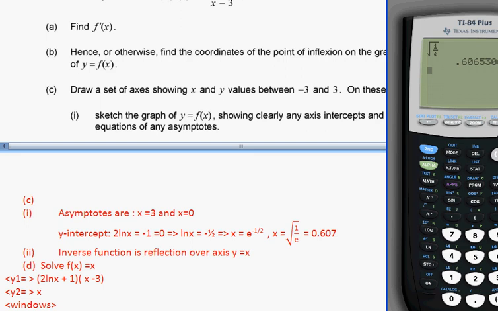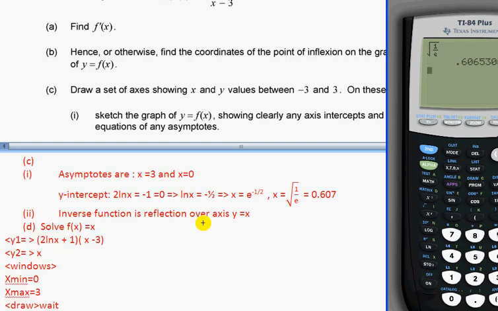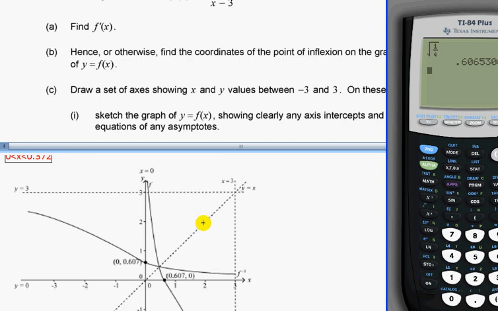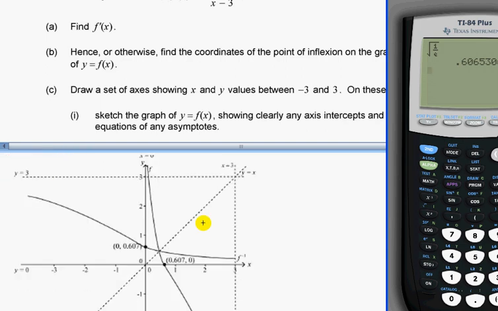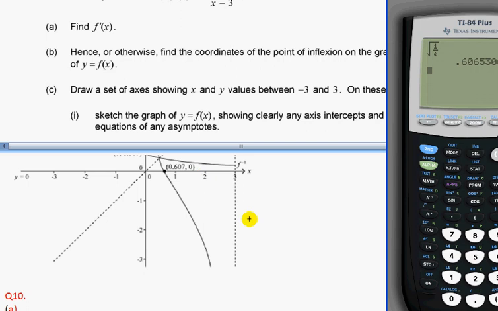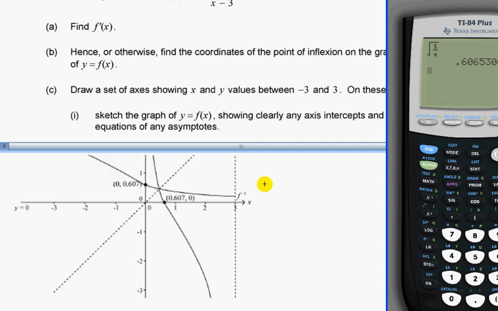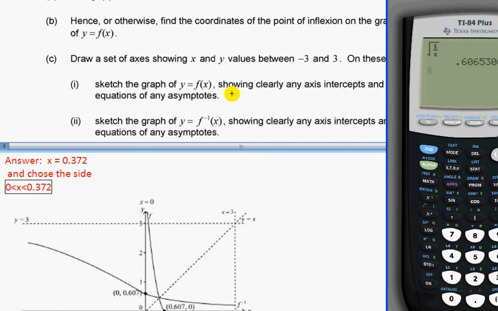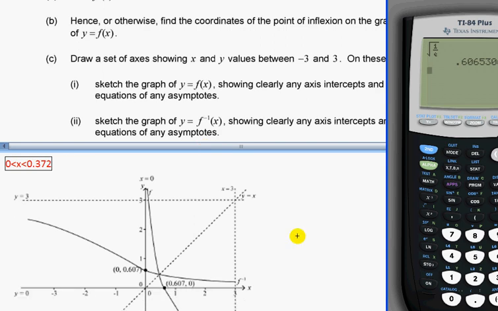so this is our function f. So we found y-intercept, we found asymptote at x equals 3 and asymptote at x equals 0, so this is our function. Sketch function f minus 1. So inverse function will be reflection over y equals x. So I make reflection over y equals x, and this is done. Hence, or otherwise, solve the inequality fx more than f minus 1.